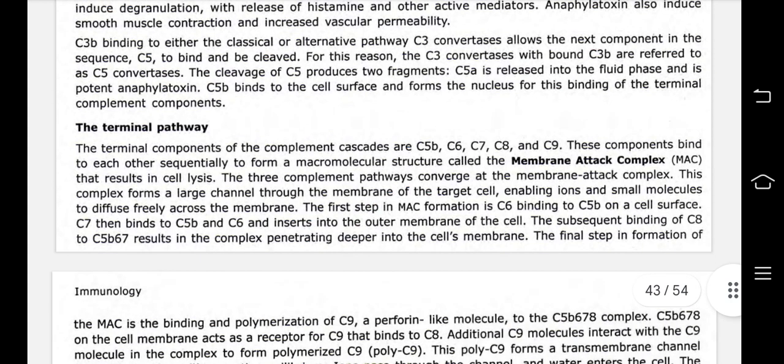And the terminal pathway: the terminal components of the complement cascade are C5b, C6, C7, C8 and C9. These components bind to each other sequentially to form a macromolecular structure called the membrane attack complex. This results in cell lysis. The three complement pathways converge at the membrane attack complex. This complex forms a large channel through the membrane of the target cell, enabling ions and small molecules to diffuse freely across the membrane. The first step in MAC formation is C6 binding to C5b on a cell surface. C7 then binds to C5b and C6 and inserts into the outer membrane of the cell.